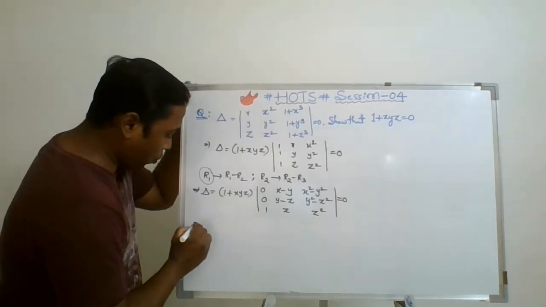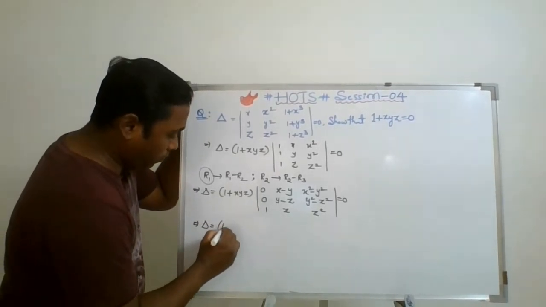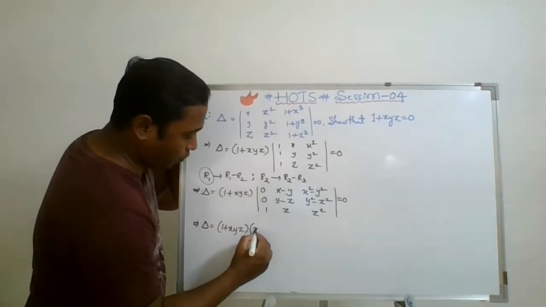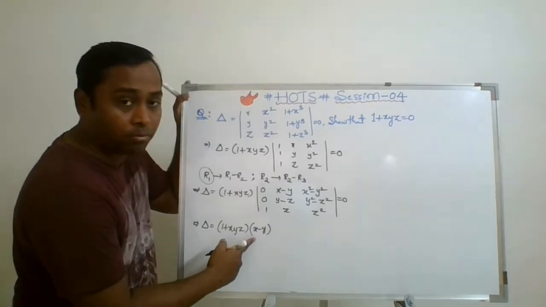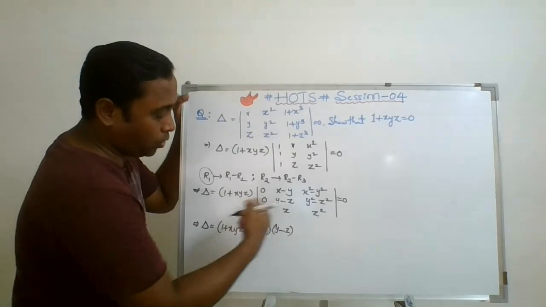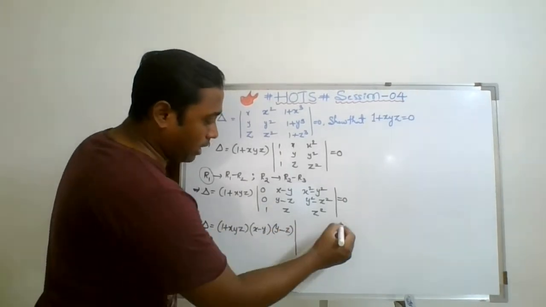So I am doing that directly. 1 plus xyz, and I have taken x minus y as a common factor from R1 and y minus z from R2. So I am just writing the left factors.